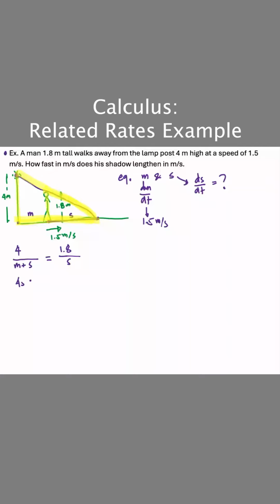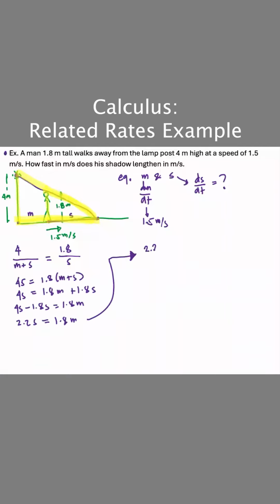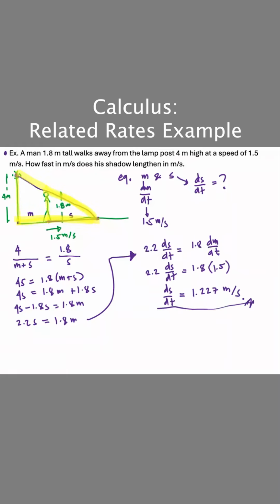4s equals 1.8 times m plus s. 2.2s is equal to 1.8m. So for 2.2s, the derivative is 2.2 ds over dt equals 1.8 dm over dt. 2.2 ds over dt is the unknown, 1.8, and then dm over dt is just 1.5. So ds over dt is 1.227 meters per second. This is our answer.